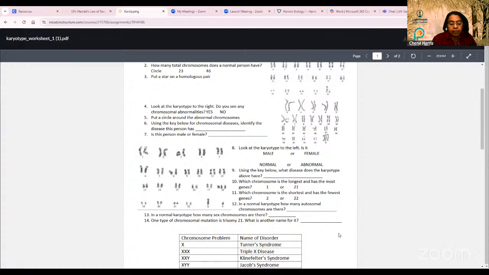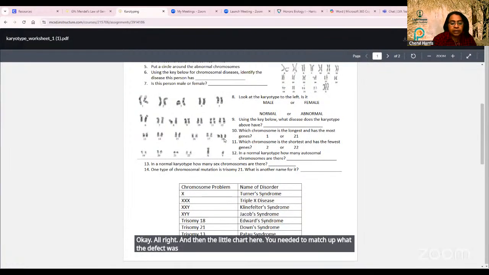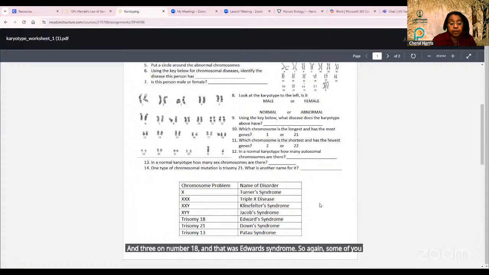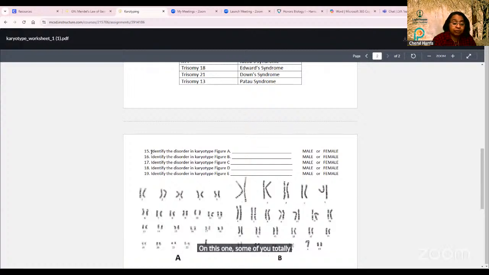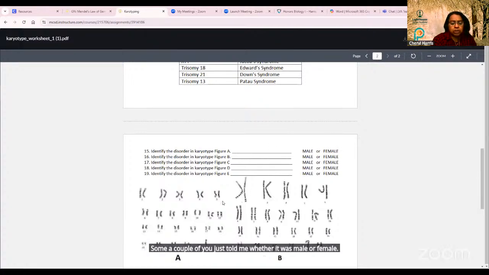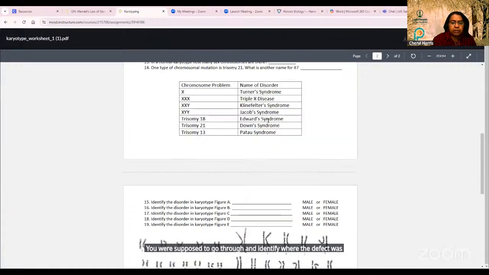Okay. All right. And then the little chart here, you needed to match up what the defect was. Like for number 18, if you looked at number 18, it's supposed to have 2 chromosomes. It has 3. So I come down to my chart and I look at where there are 3. Trisomy means 3. And on number 18, that was Edwards syndrome. So again, some of you misread this chart. On this one, some of you totally did not answer. The first thing it told you to do was to identify the disorder. A couple of you just told me whether it was male or female. You were supposed to go through and identify where the defect was and go back up to the chart and name that defect. So you're going to have things like this also to look at on the test.